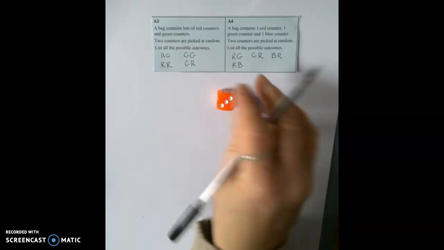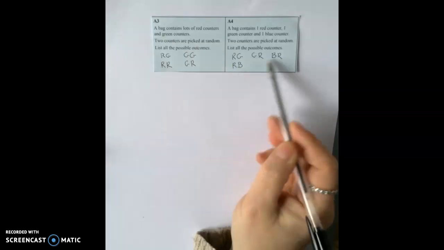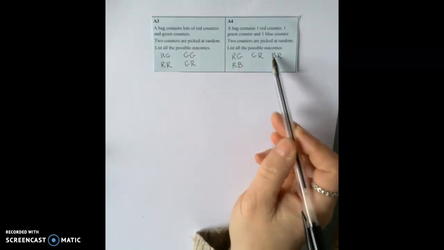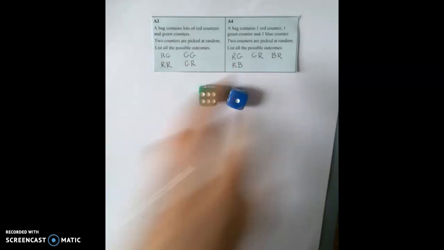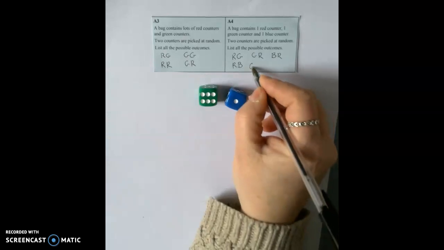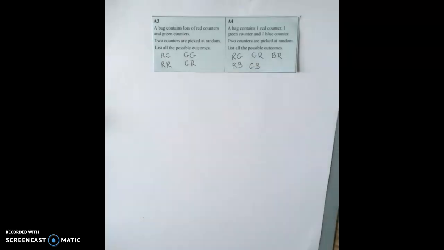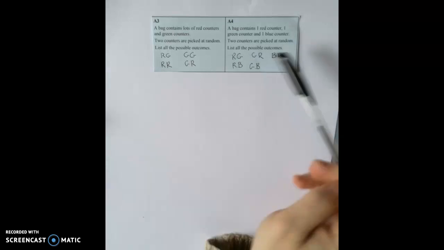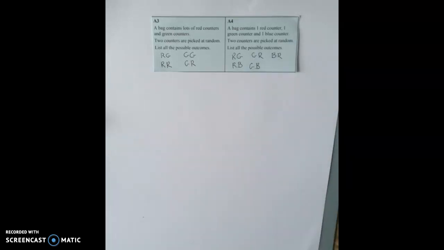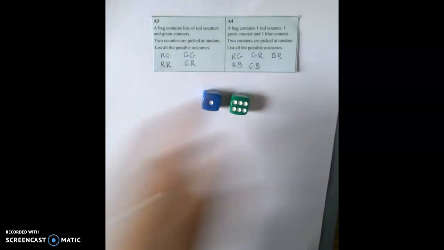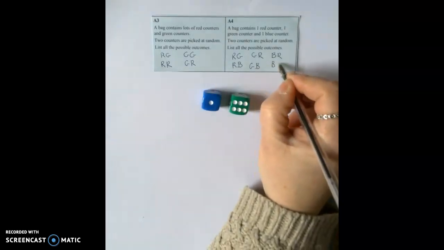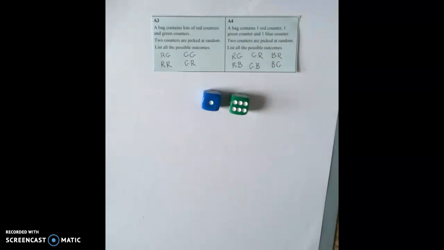Remember, the order is important, which is why we write them down even though it's still one blue and one red counter. I could pick a green and a blue one. What do you think the last one might be? Yep, so I could pick a blue and then a green one. So this has 6 different outcomes.